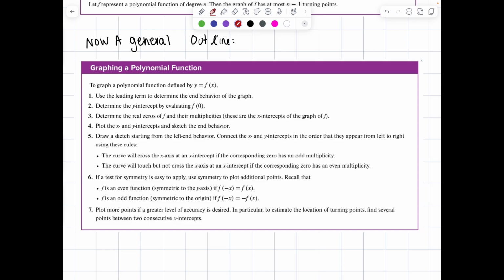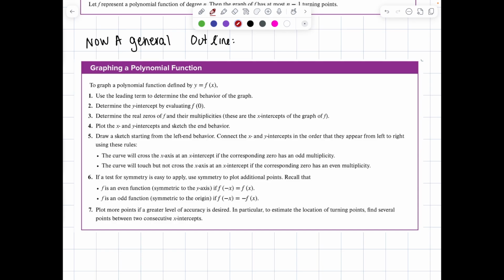First, use the leading term to dictate the end behavior. Is it going to look like a U? Is it going to look like an upside down U? Is it going to look like our x to the third, or like the reflected x to the third? That's the first thing you determine. Then determine the y-intercept. Evaluate f of 0. Plug in 0 to your function and figure out what that is.